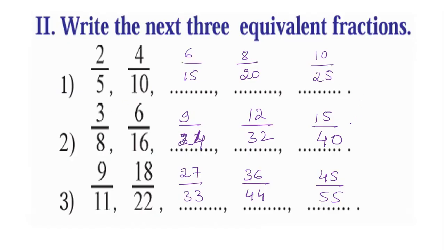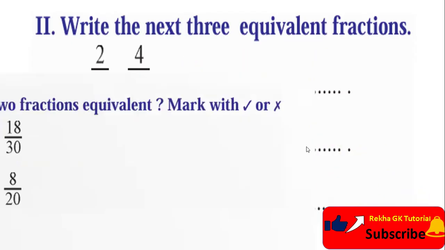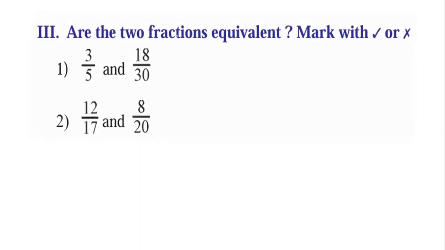Next, 5. Are the two fractions equivalent? Mark with right or wrong. We want to check. The first one is 3 by 5, 18 by 30. Just cross multiply.